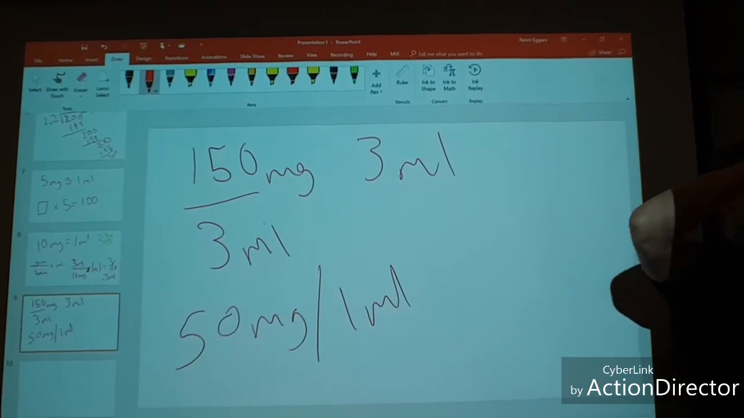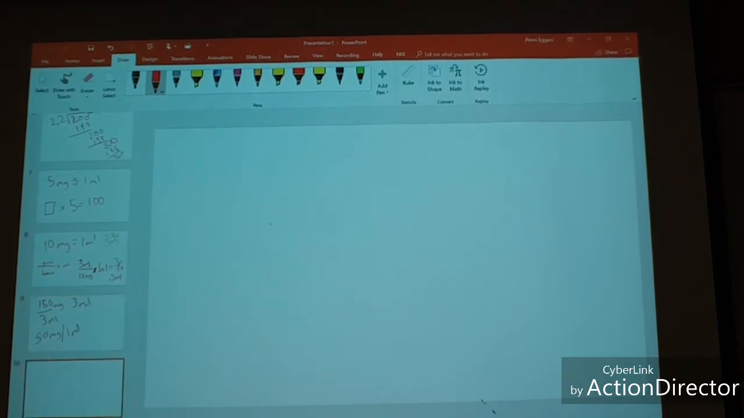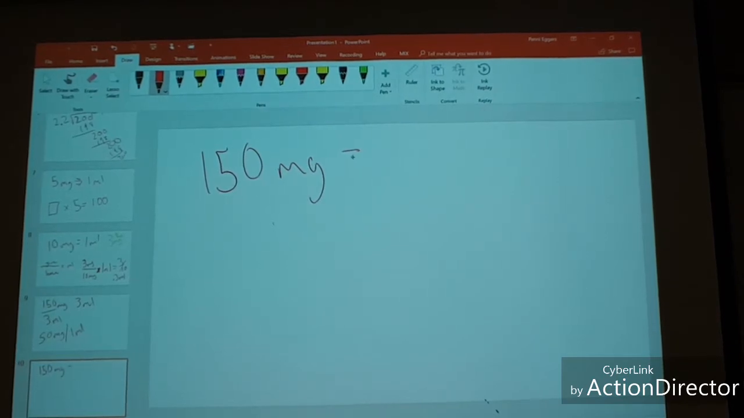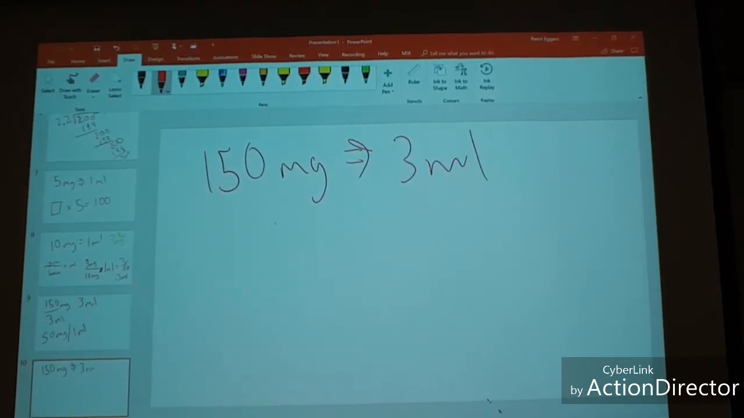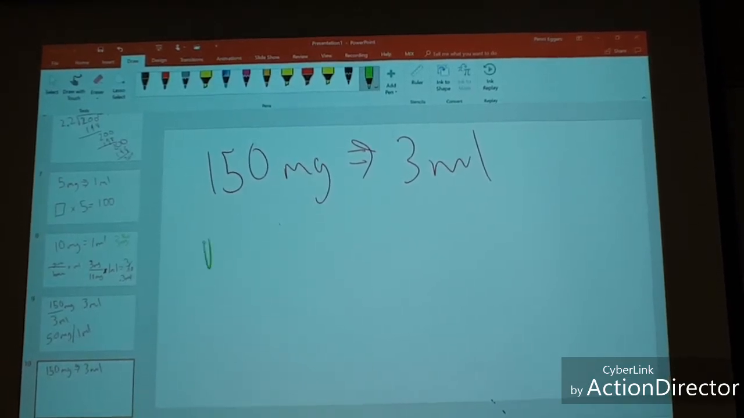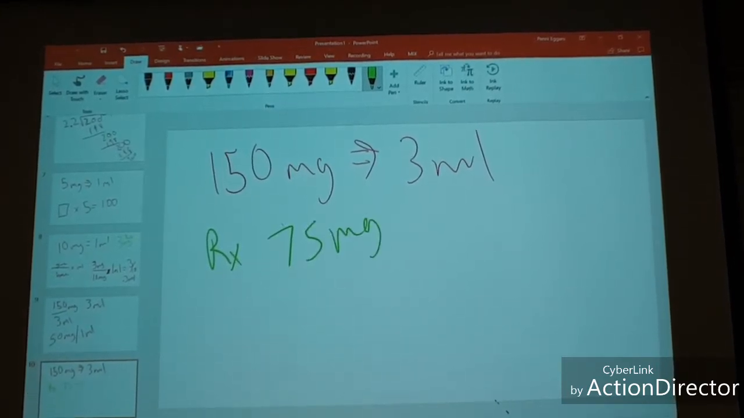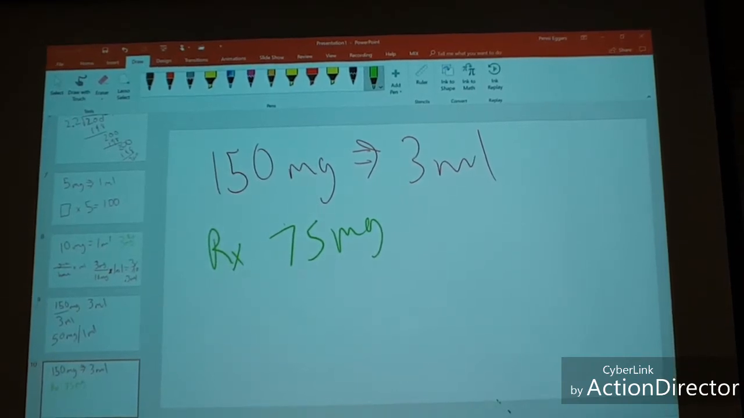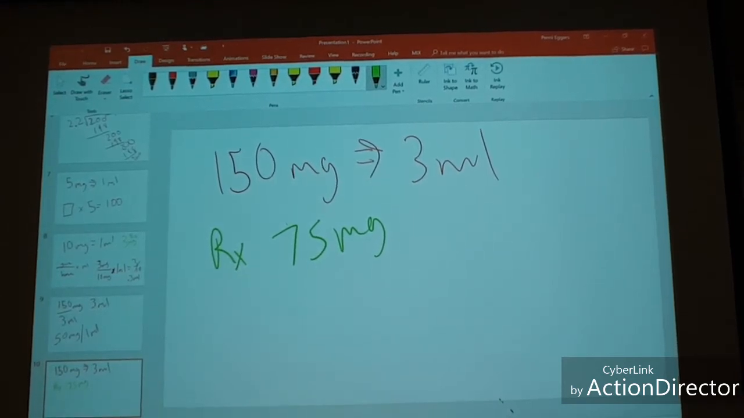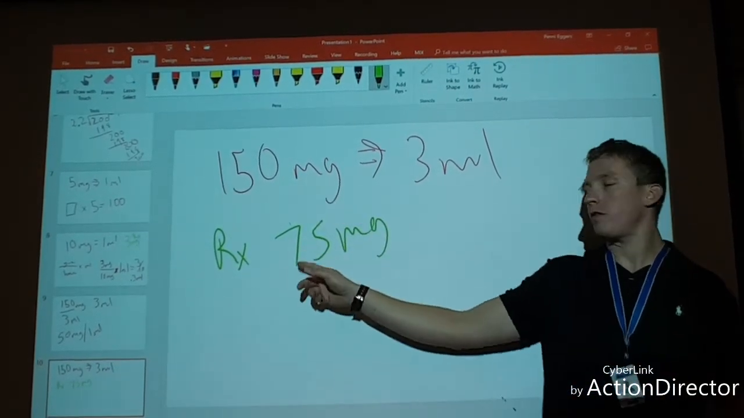With you so far? All right, cool. That's pretty much the simple part. Now I got the same med, 150 milligrams in 3 mLs, and the doctor says, all right, I need you to give your prescription, 75 milligrams. That's how much I want you to give. Now, how do we get 150 into 75?